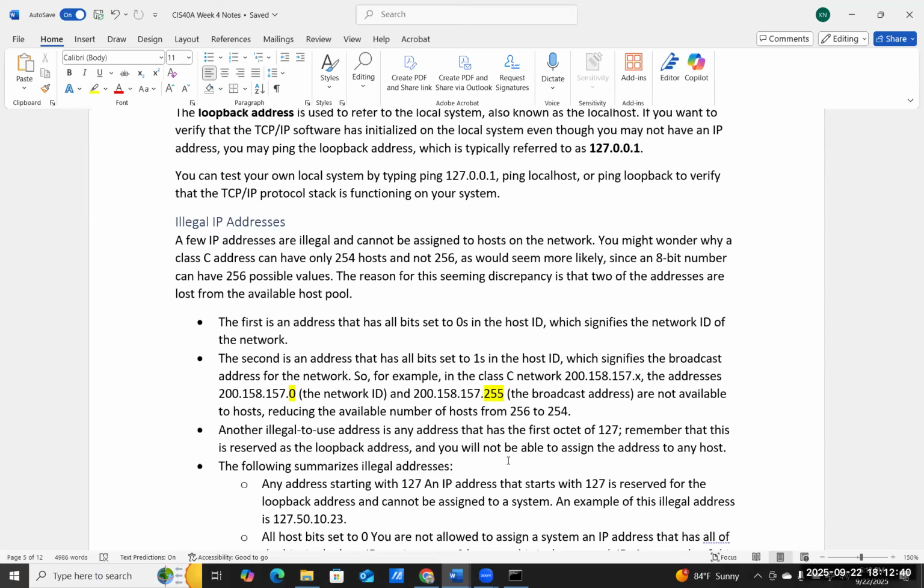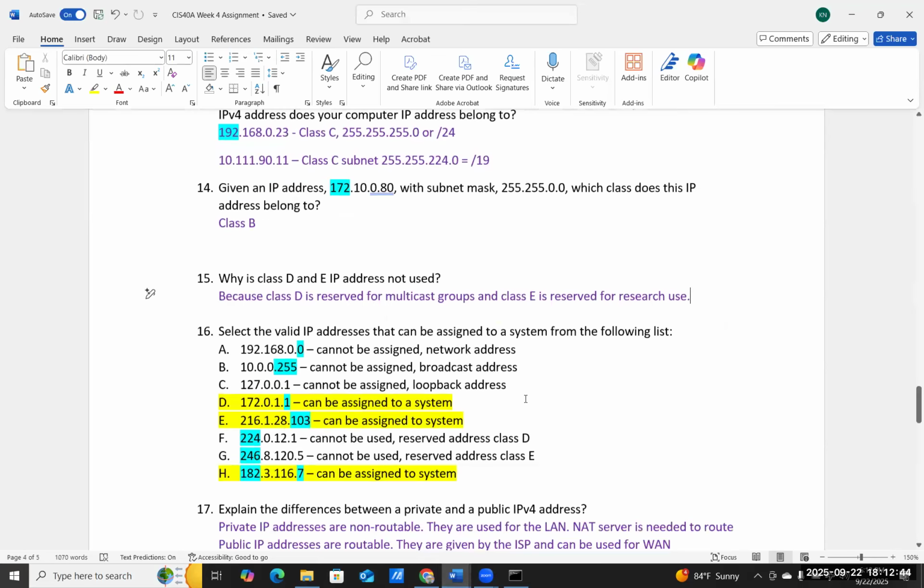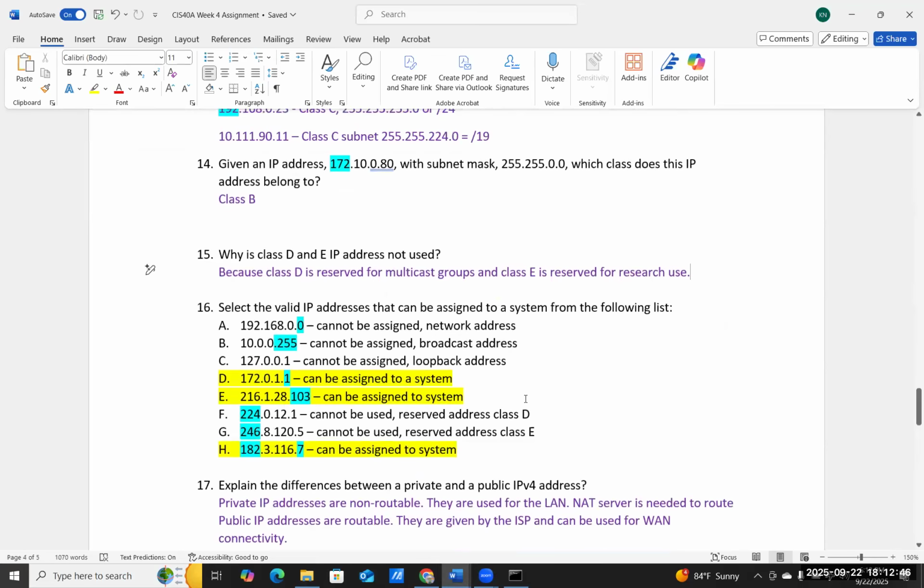So let's answer the next question. When you go down that list, so A, 192.168.0.0, look at the last octet. No, cannot use, right? Cannot be assigned because it's a network address. It cannot be used for the individual unique system because if you see a .0, right, that's a network address.